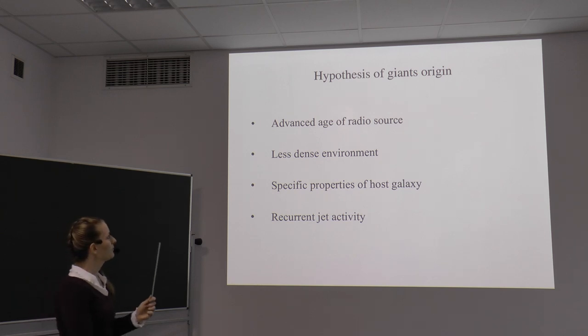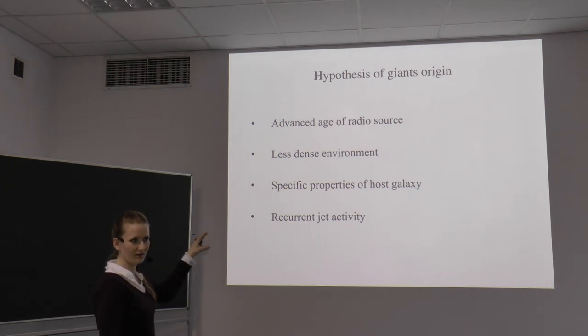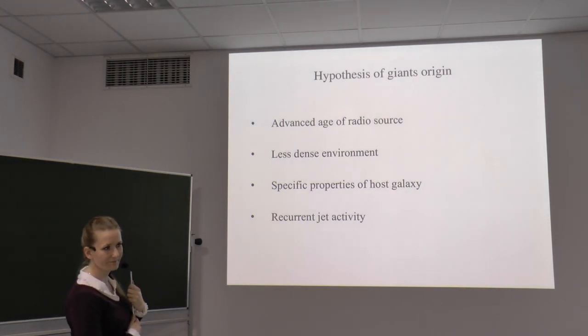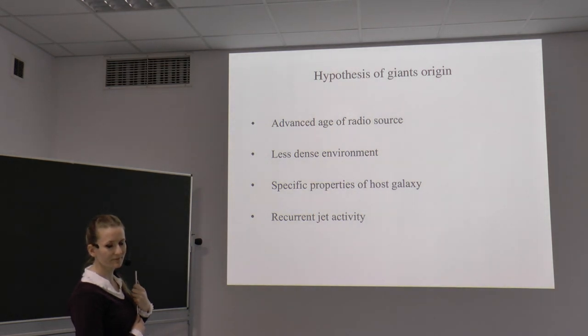It is one of the possibilities for why giants form. What does it mean that there is a less dense environment, if these things are distributed everywhere? No, the fluctuations do exist, and the fluctuations make it so that there are places where there is less matter. But if these are fluctuations, then they have nothing to do with the density.